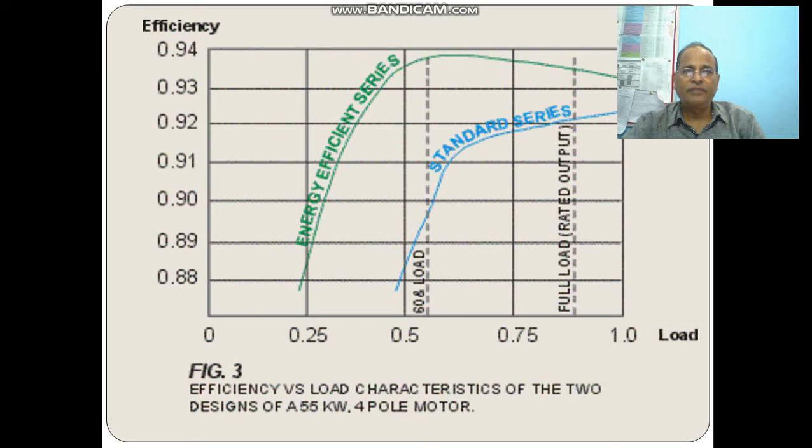This is the diagram between load and the efficiency. If you see the energy efficient series, it is shown by the green color, and the simple standard motor available in the market is shown by the blue color. So here the efficiency is better with respect to load.